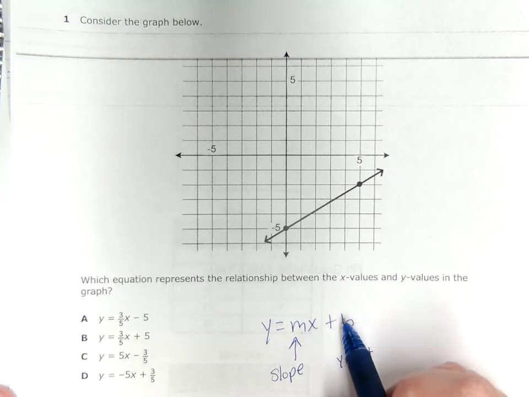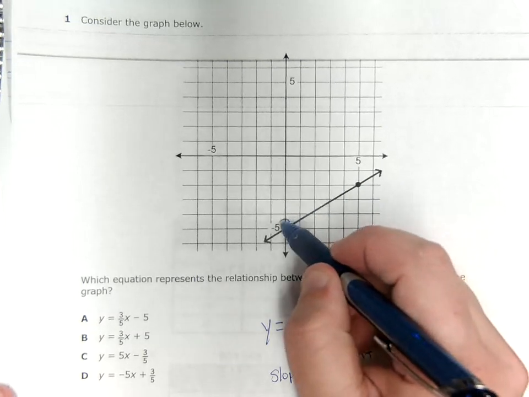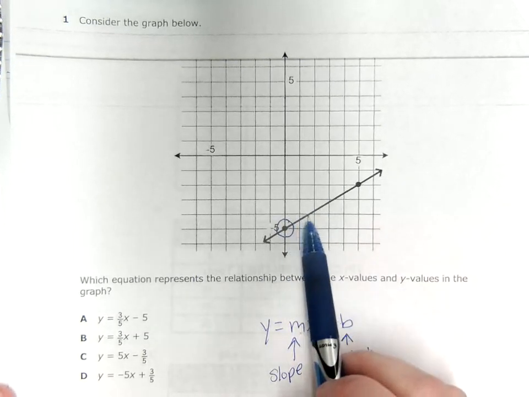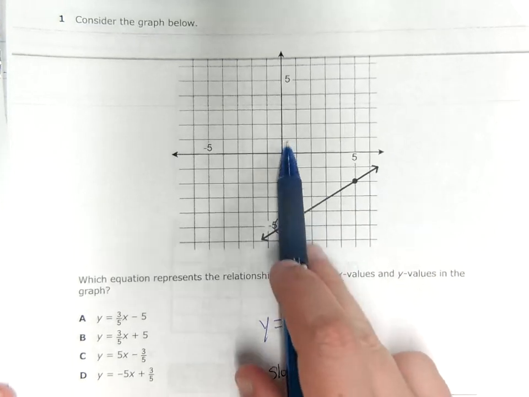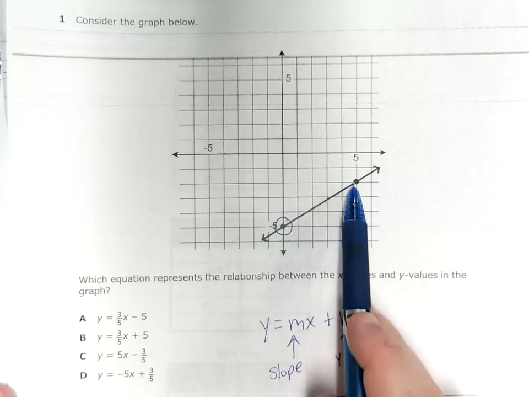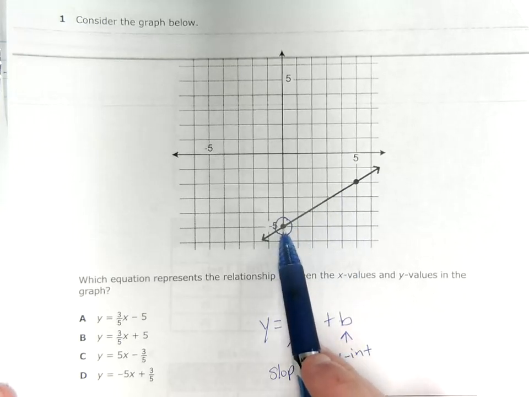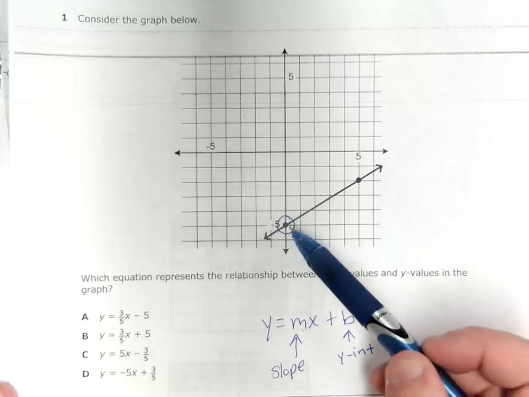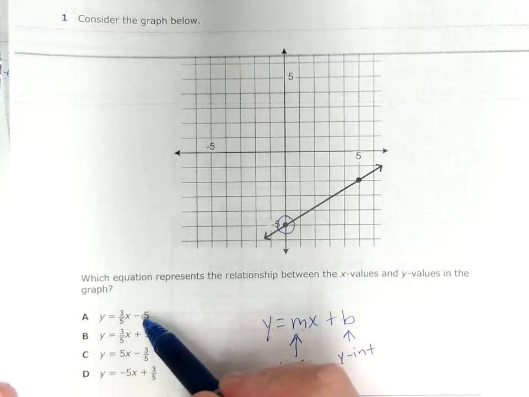Okay, what I like to do is I like to find the y-intercept first. So the y-intercept is where it crosses the y-axis. That's the up and down one. Okay, and here it's -5. These conveniently have points on it, so it's easy. So that would be -5. That means when I go down here, my y-intercept should be -5.